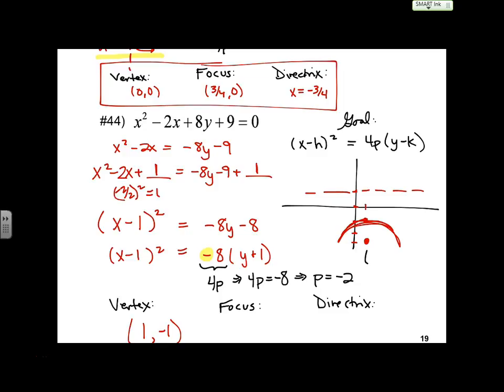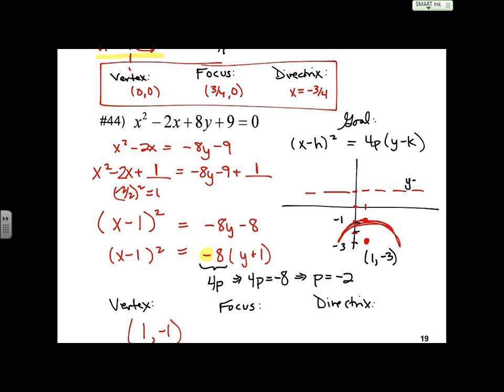Careful, X first. Negative 1, go down 2 more. Your formula would help though, because if you did memorize the formulas for this one, your focus would be H, comma, the H stays the same of the vertex, comma, K minus P or plus the negative P. And how do we describe that line up above?